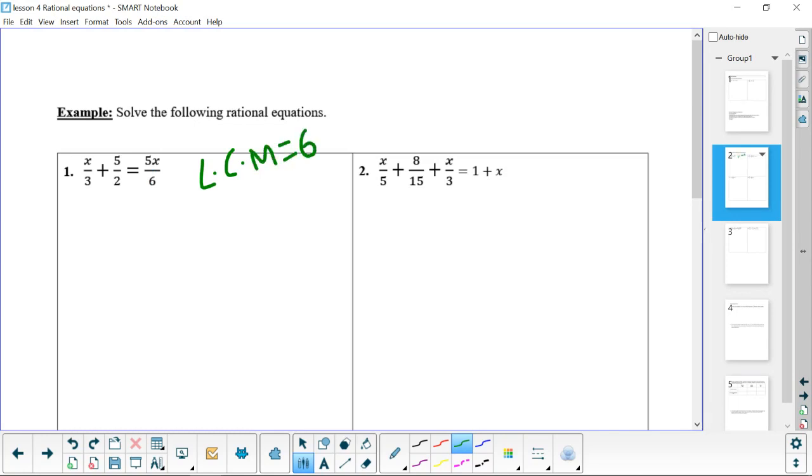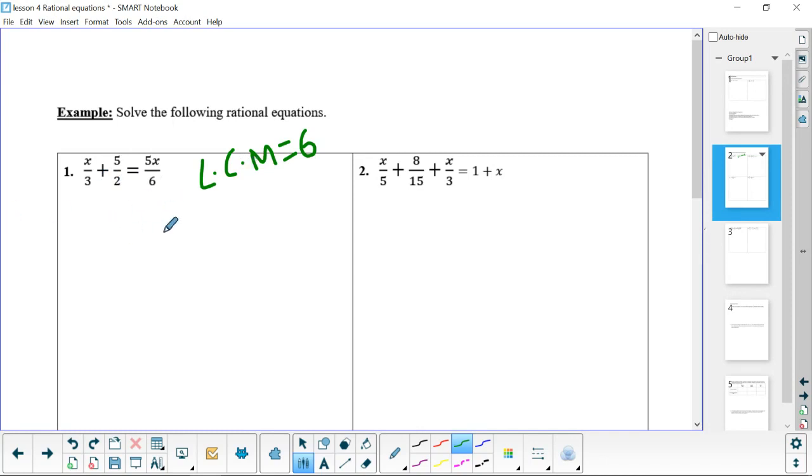I'm pretty sure you know how to calculate the LCM. You write the multiples of 3: 3, 6, 9, and so on. Then the multiples of 2: 2, 4, 6, and so on. And multiples of 6 are 6, 12, and so on. The first common multiple is 6. Therefore, the LCM of 3, 2, and 6 is 6. Now let's simplify.